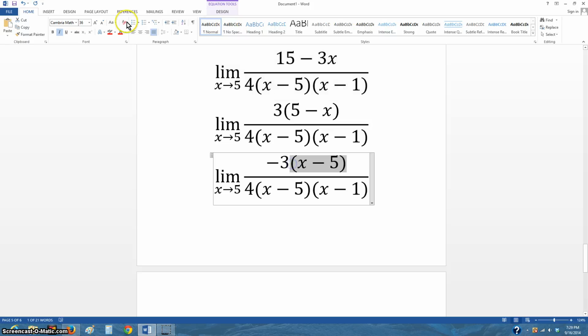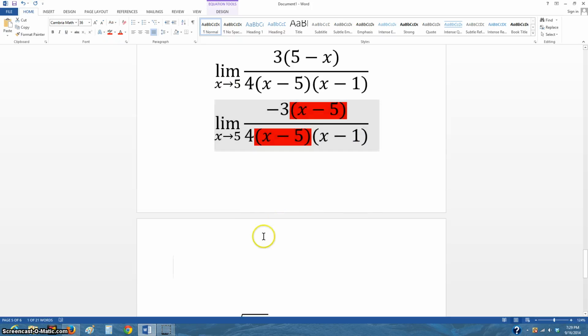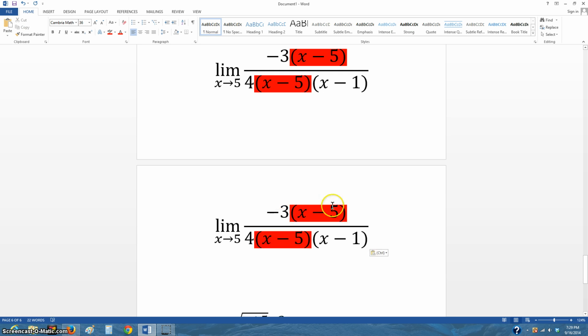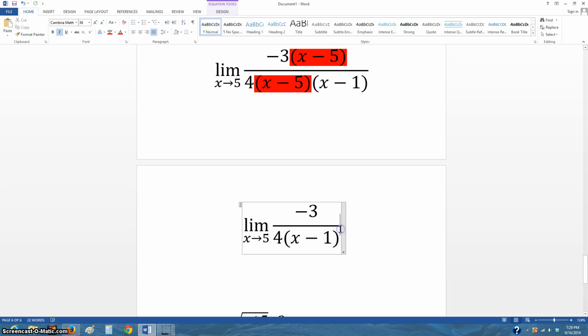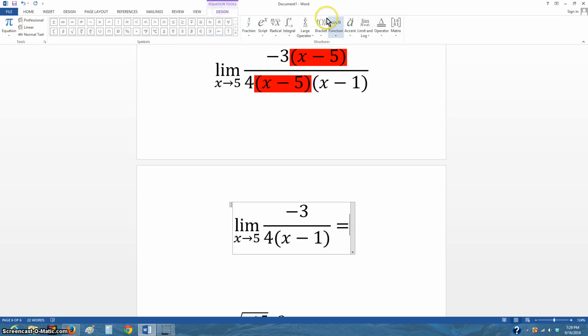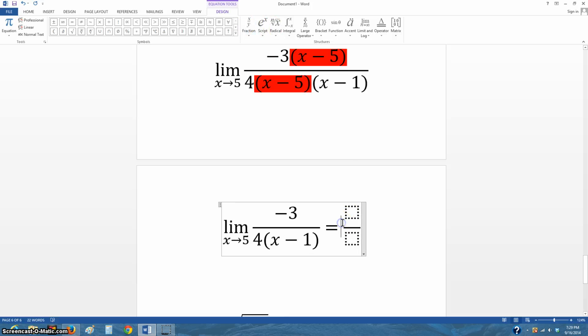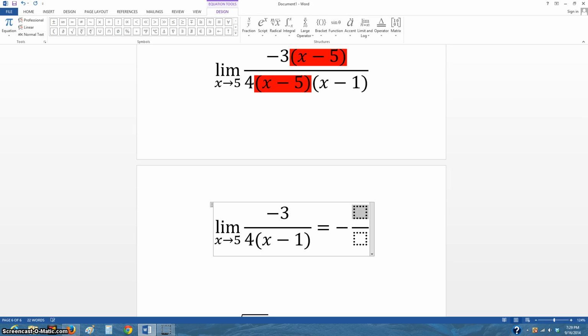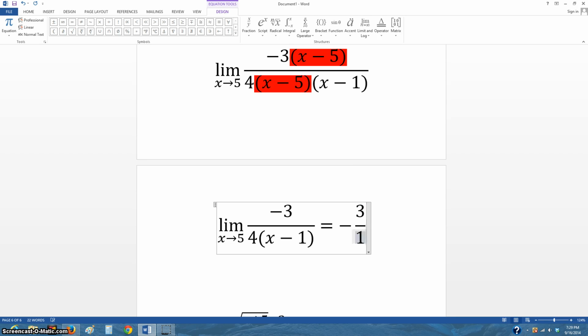Now your x minus 5's cancel, which leaves you with what on the numerator? Right. In the numerator, you're just left with negative 3. And in the denominator, you're left with 4 times x minus 1. At this point, you can direct substitute. 5 minus 1 is 4. 4 times 4 is 16. And you have a negative 3 in the numerator. It's already reduced. So your answer is negative 3 over 16. Or just negative 3/16. Same thing.